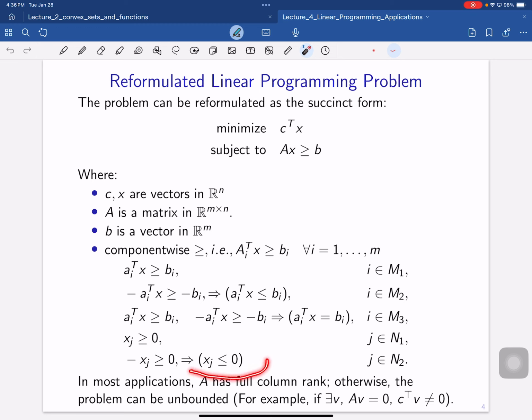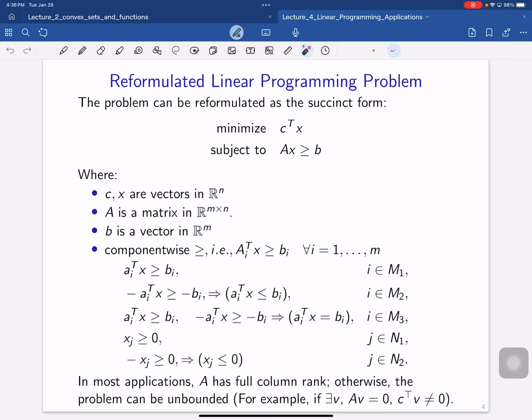Then for xj less than or equal to 0, you can multiply by -1. That will convert everything into this greater than or equal to form, right? Should be pretty straightforward. Okay. Any questions regarding this very simple reformulation?